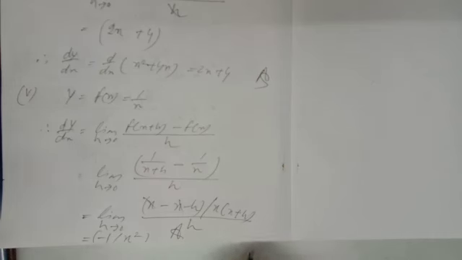It will be limit h tends to 0. This will be x minus x minus h, by x into x plus h, by h. Now see, this x will be cancelled here, minus h, and here h. Then finally, if I put h equal to 0, the answer will be minus 1 by x square. Now what is the derivative of 1 by x? That is minus 1 by x square. Minus h is left here and this h cancels, minus 1 by x into x plus h. Let us go to the next part.